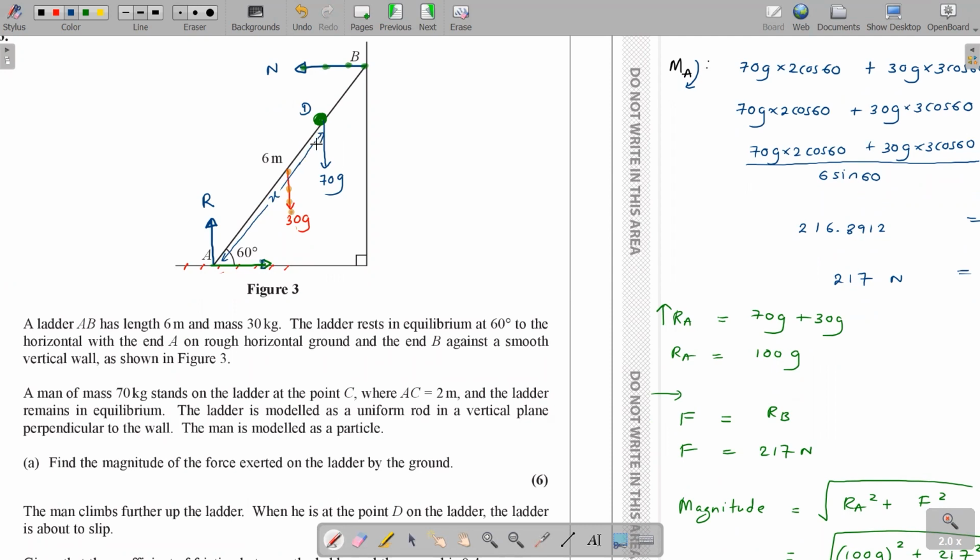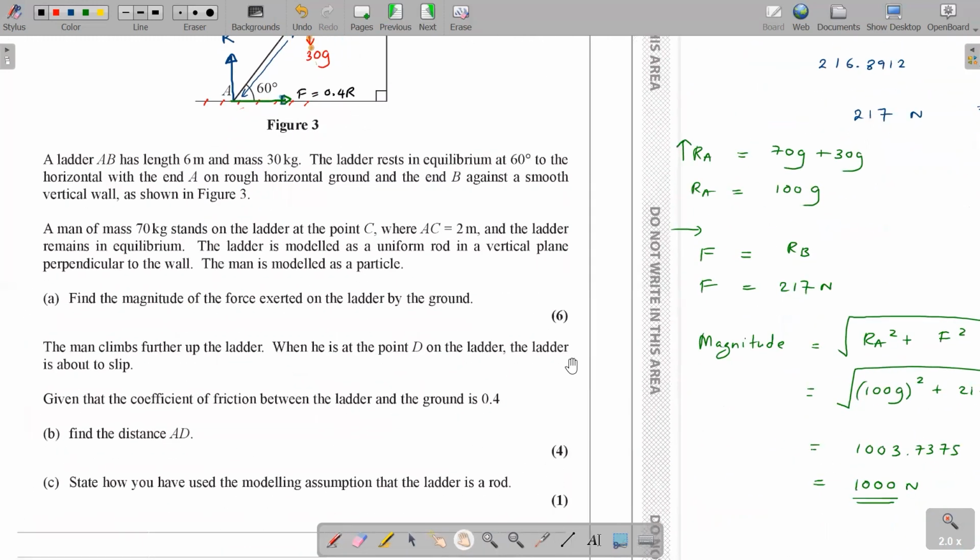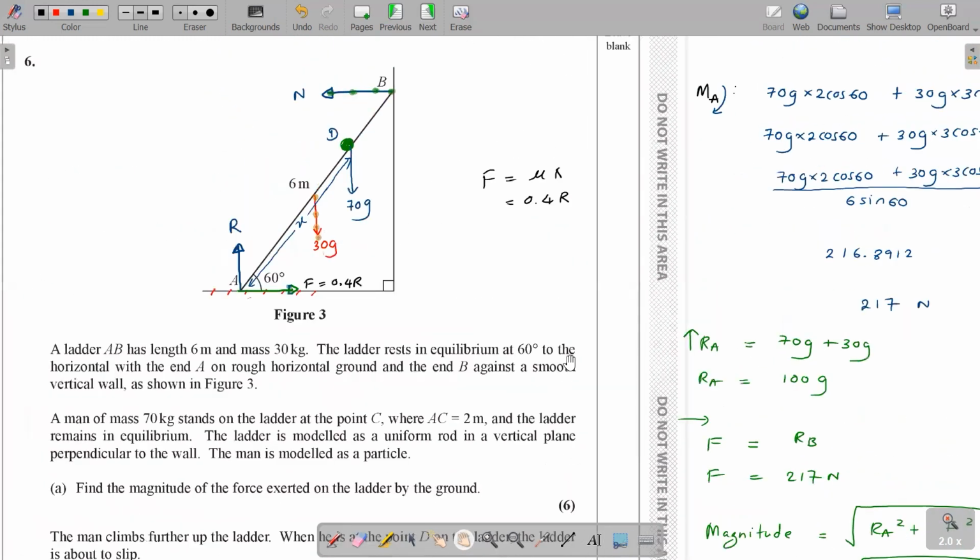Okay, so then what are we supposed to do now? They have told you the maximum friction. By the way, the ladder is about to slip. Therefore, we can use friction is equal to mu R. What is the mu value? 0.4 and R. So here we can use for friction 0.4 R, so it's easy for us to simplify. So we know the friction value now, it's 0.4 R. So again, what do we need to do now?